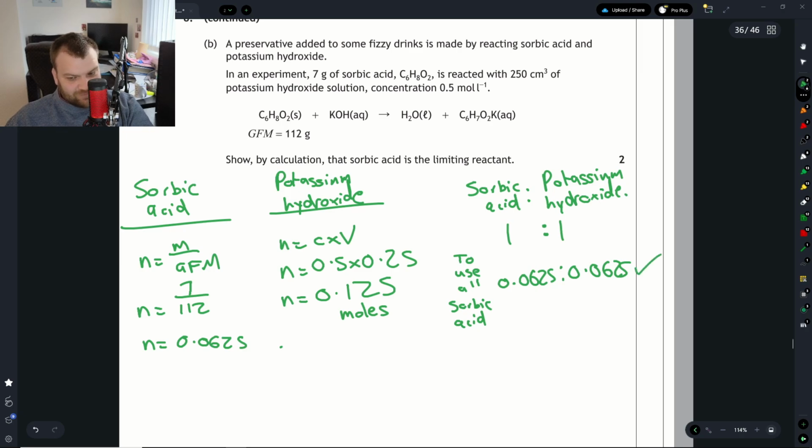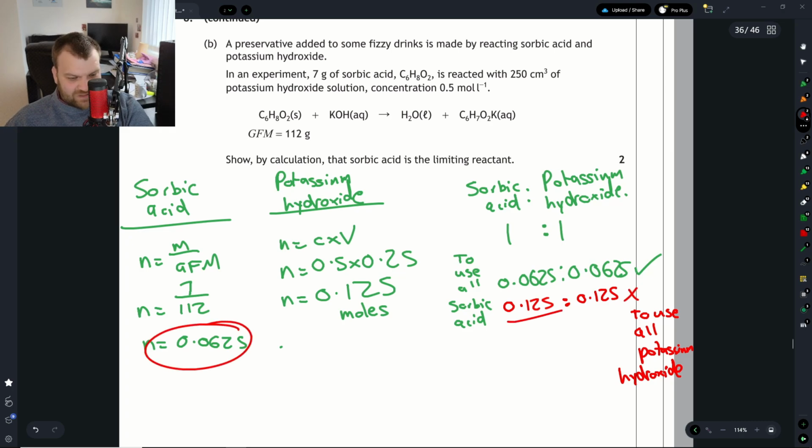And if we do that, that means that all the sorbic acid is used up. If we tried to use all the potassium hydroxide, which is 0.125, we would need that same quantity of the sorbic acid. We do not have enough to make that happen. That means that our sorbic acid is our limiting factor. Taking into account the molar ratio, there are fewer moles of sorbic acid. It's going to run out quicker. The sorbic acid is the limiting factor.